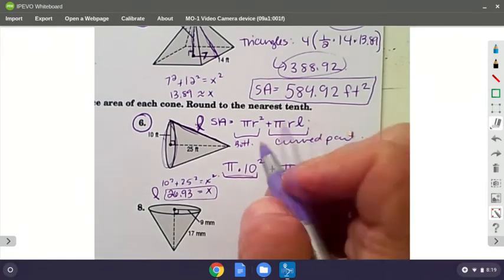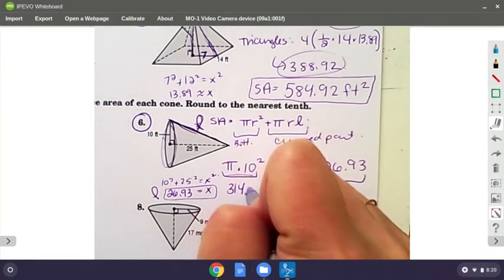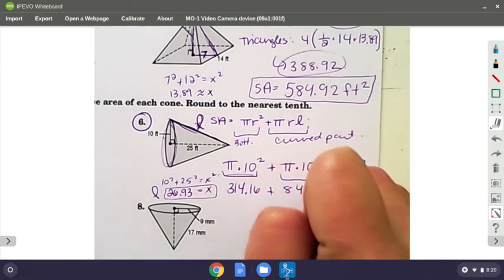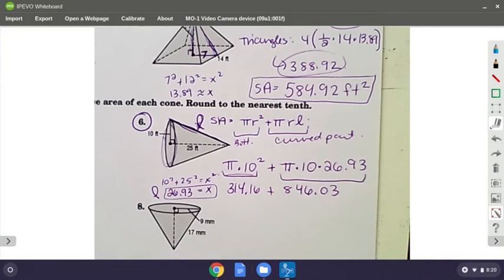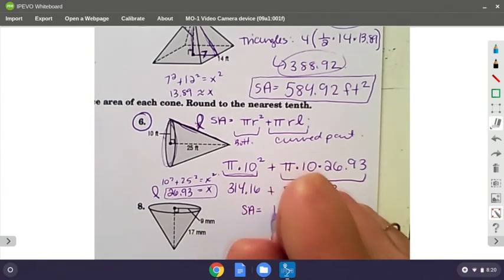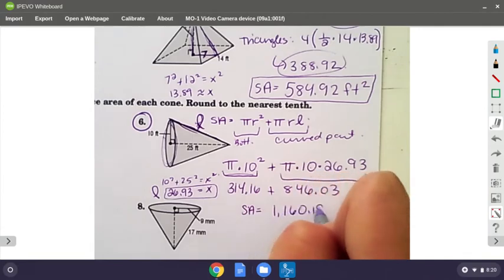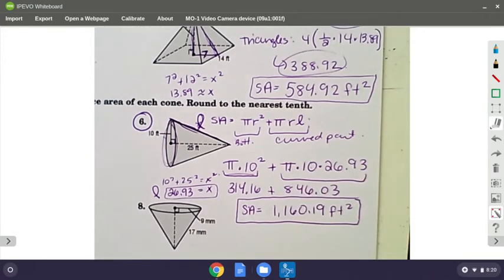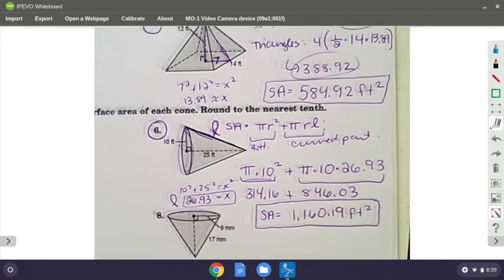So 100 times pi is going to be 314.16, and then pi times 10 times 26.93 is 846.03, and then lastly you're going to add those two together. So 846.03 plus 314.16, it's going to be a final surface area of 1160.19, and that's square feet. Okay, so that's a cone.